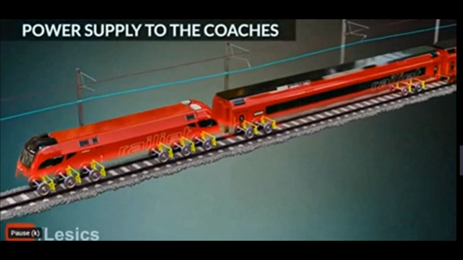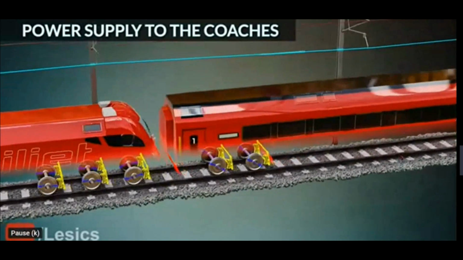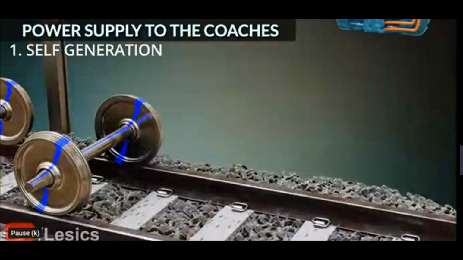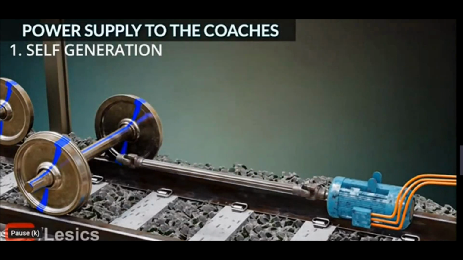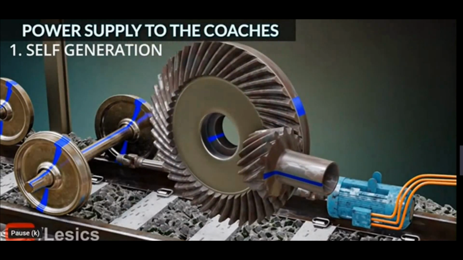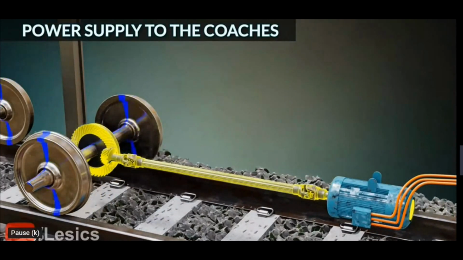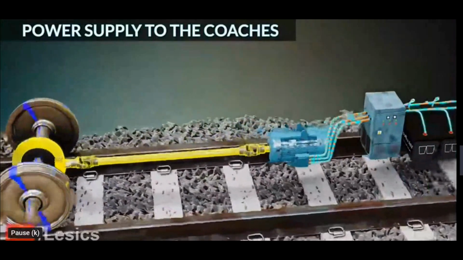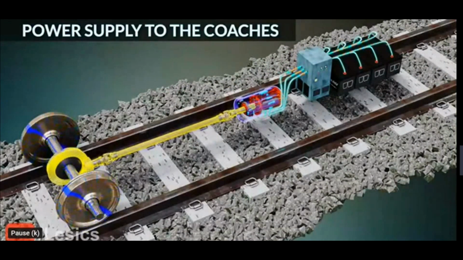Now, let's see how the power is supplied to each of the coaches. One way to supply the power supply for each coach's utilities is by self-generation. An alternator is mounted under the coach frame and driven by a cardan shaft, which is driven by a gearbox mounted on the axle. Output is rectified and charges a 110-volt DC battery, creating a continuous power supply to coaches. But this self-generating method is not efficient as it produces very fluctuating output power.